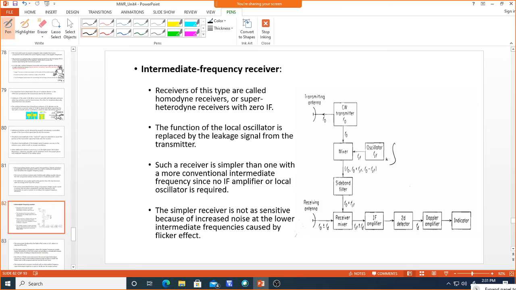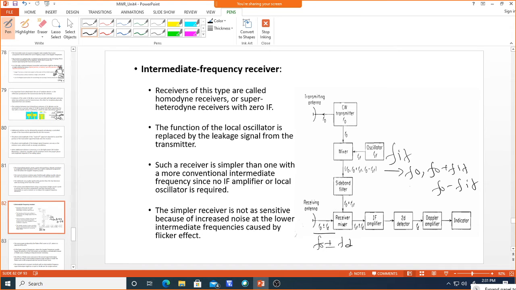This is FIF and this is F0. If you mix these signals, you will get the frequency components F0 plus FIF and F0 minus FIF. Now we remove one and consider F0 plus IF, and the receiving antenna will receive the echo signal with the Doppler frequency F0 plus or minus FD. Now F0 we know; here also there is an F0 in the transmitter signal.